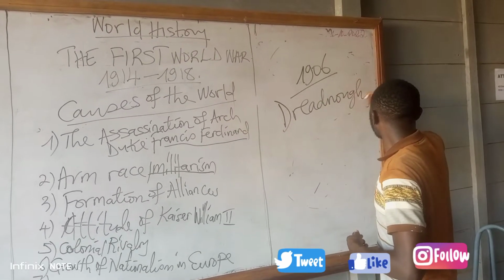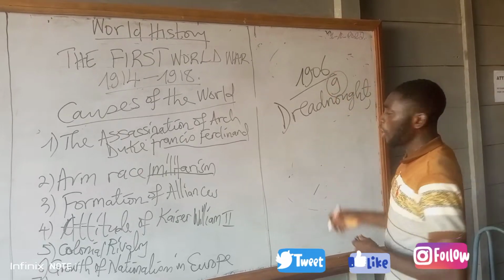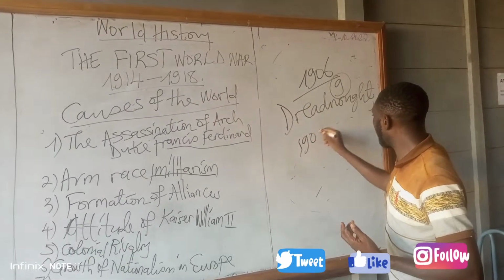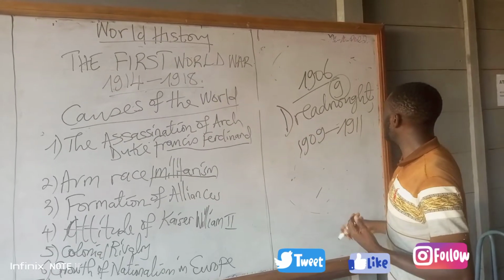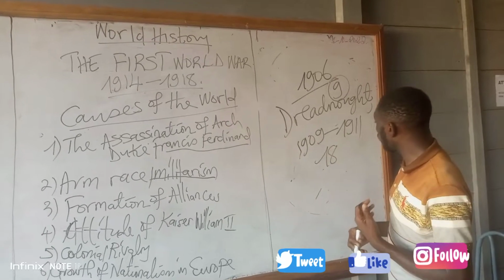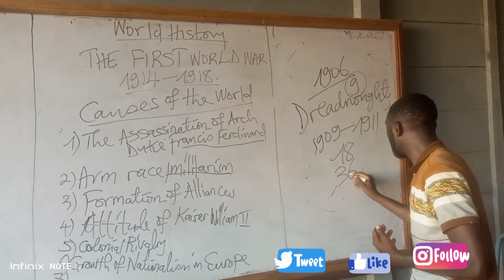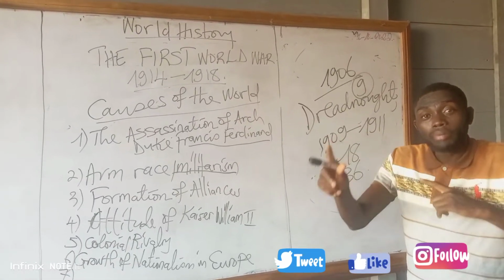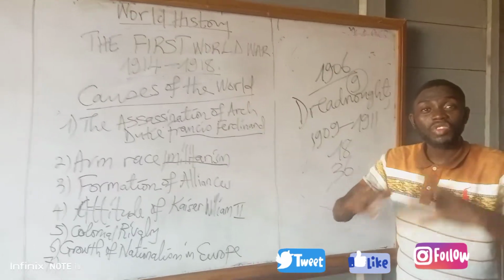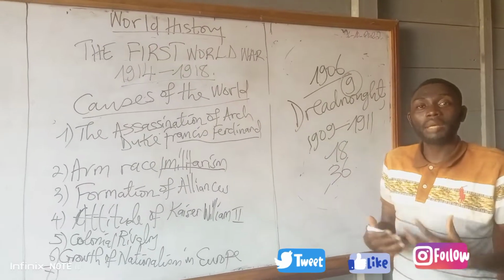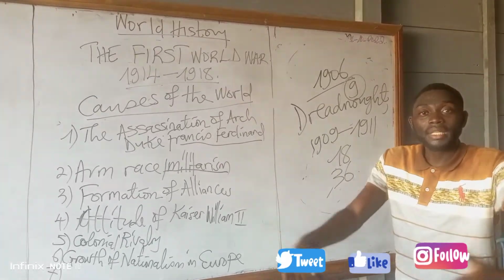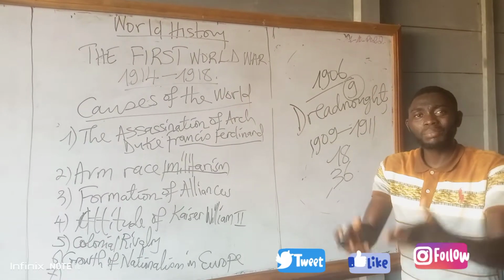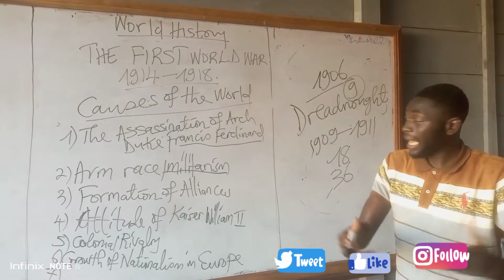The Dreadnought was produced by Britain. Britain produced 9. When Britain produced 9, Germany was not happy. Between 1909 and 1911, Germany went ahead and produced 18 Dreadnoughts. When they produced 18, Britain produced 86. So they kept on doubling the number of Dreadnoughts being produced between Britain and Germany to show their military strength, to show their dominance in Europe in terms of naval fighting or naval supremacy. And because of this, they could easily venture into the crisis in the Balkans, since Britain and Germany were in different alliances.